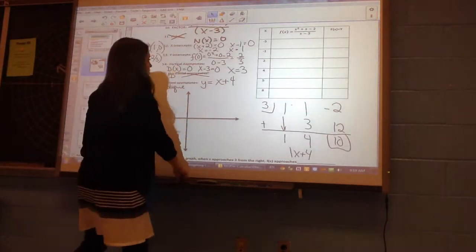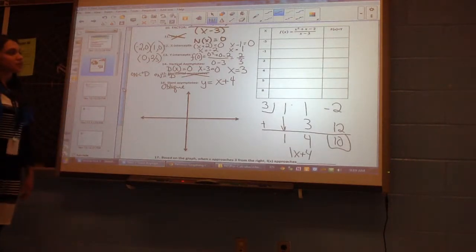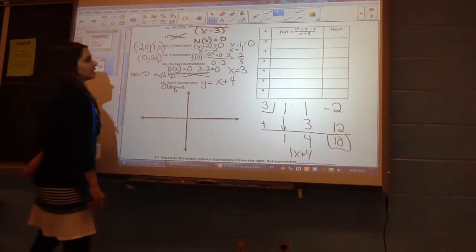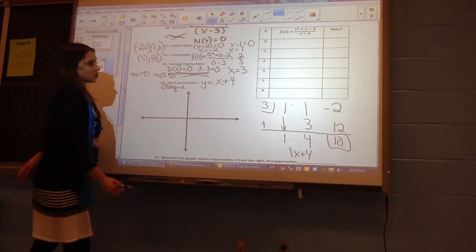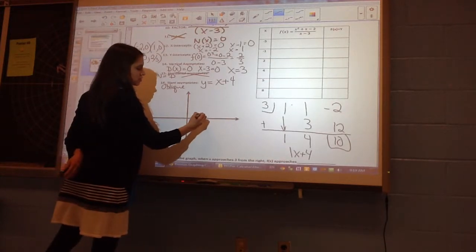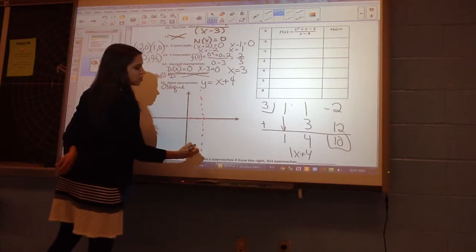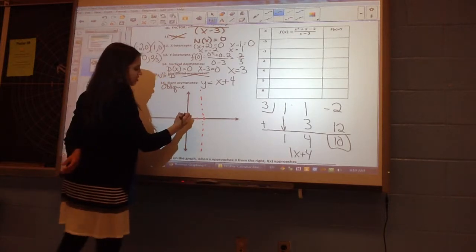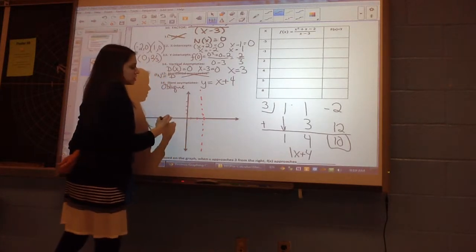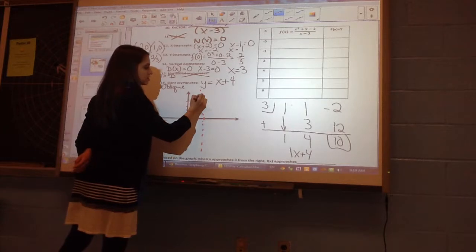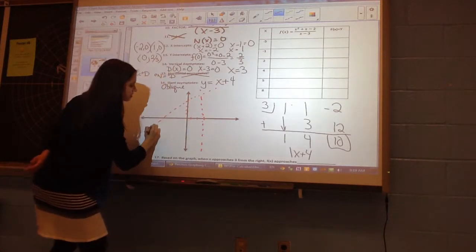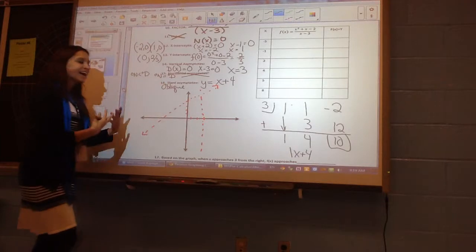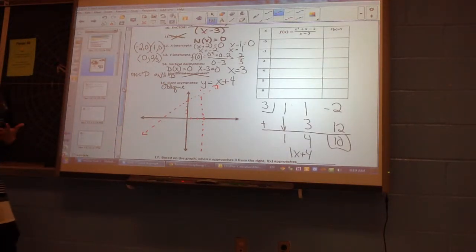If we graph all of this, I'm going to put my asymptotes on here, and then I'll plot the points that I know. My vertical asymptote is at x equals 3. And then I have a slant at this line, 1x plus 4. That means I have a y-intercept at 4 and a slope of 1. So that's going to look like this. So these are the guides for my graph. But that's all I know from this.